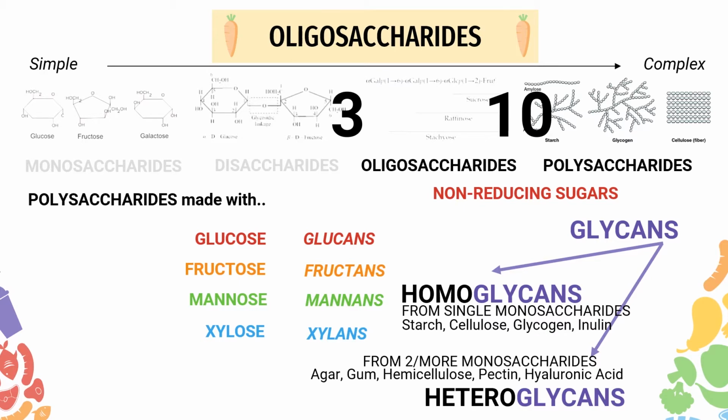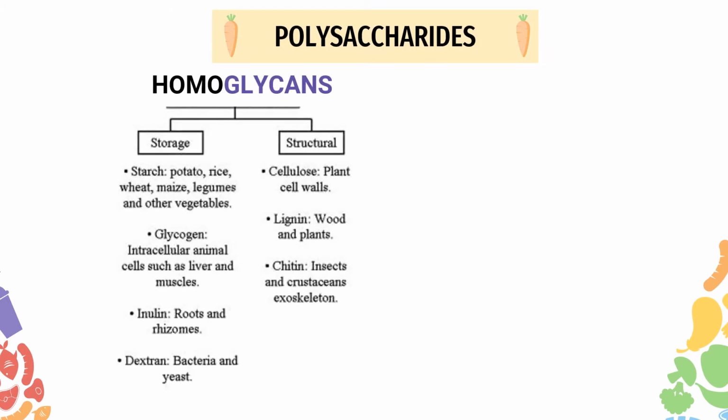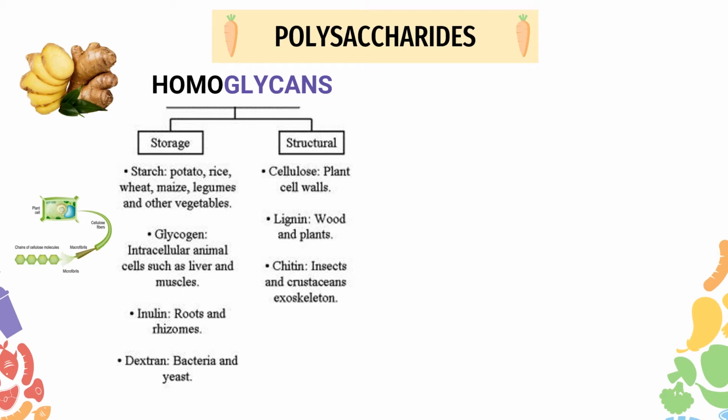Homoglycans can be further classified based on their function. For storage, such as starch in plants, glycogen in animals, inulin in roots and rhizomes, and dextrin in bacteria and yeast. And structural, such as cellulose and lignin in plants, and chitin in insects and crustaceans.